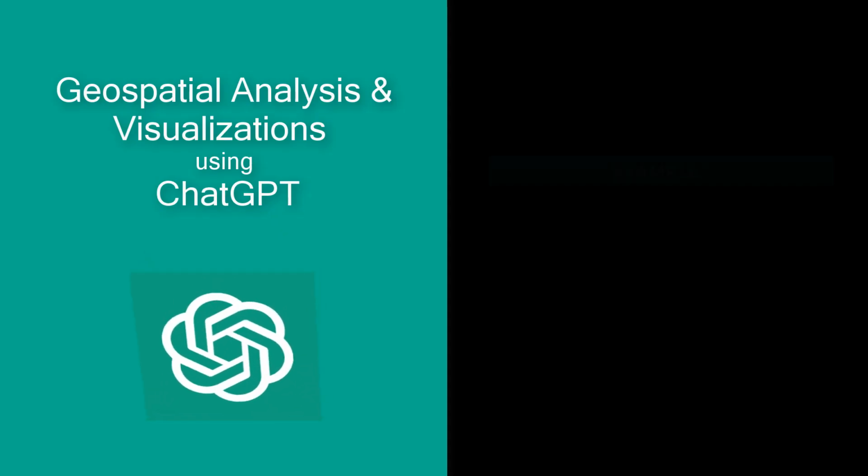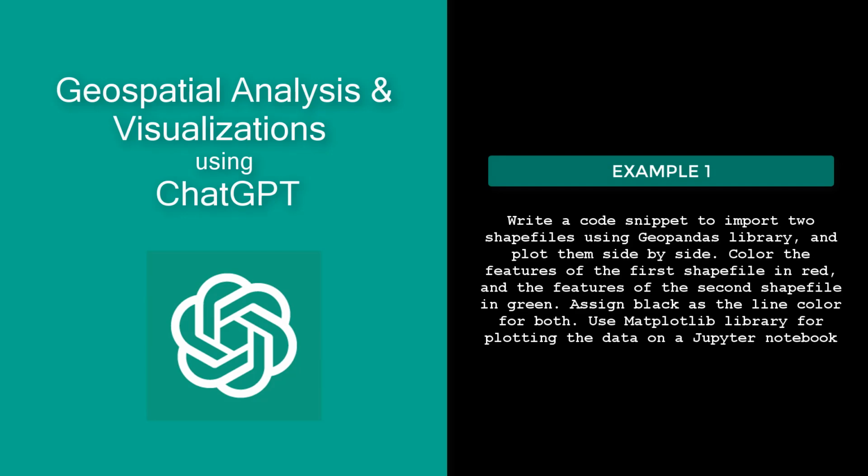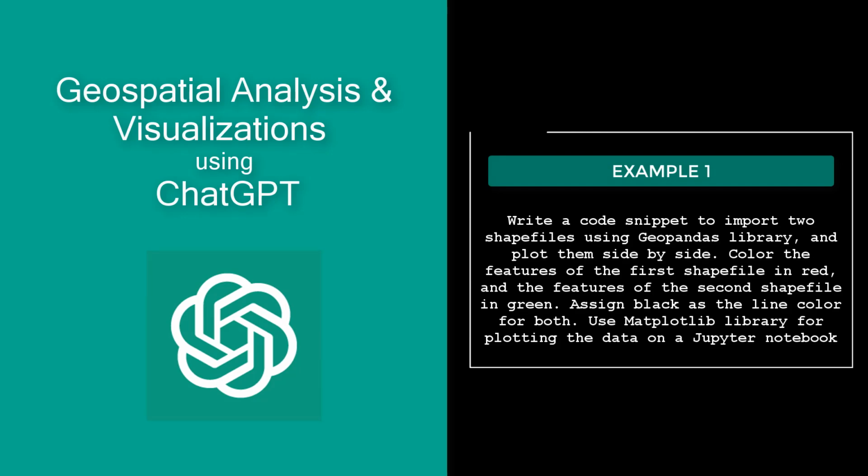In the very first example, I'm asking ChatGPT to write a code snippet to import 2 shapefiles using the GeoPandas library. I'm asking to color the features of the first shapefile in red and the features of the second shapefile in green. And I'm assigning black as the line color for the features of both shapefiles. And at the end, I'm mentioning that I would like to use the Matplotlib library for plotting the data on a Jupyter notebook. So let's just slide this request into ChatGPT and see how it responds.